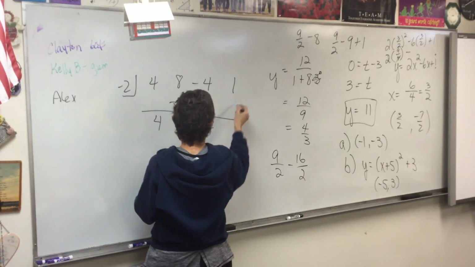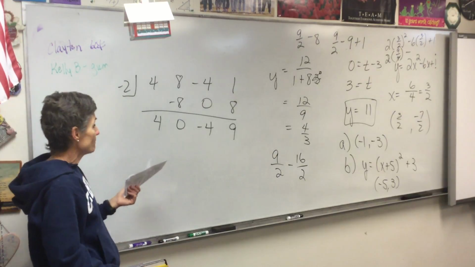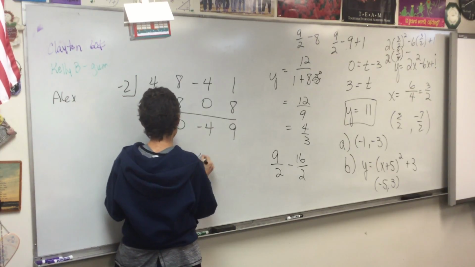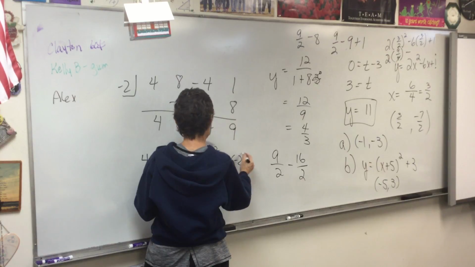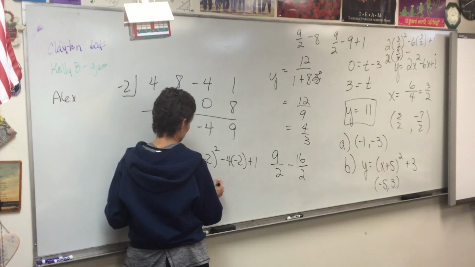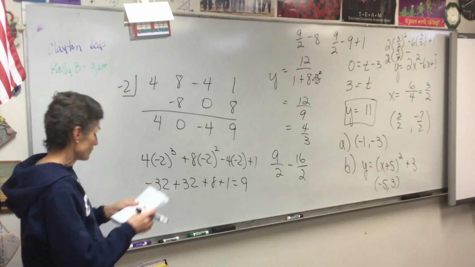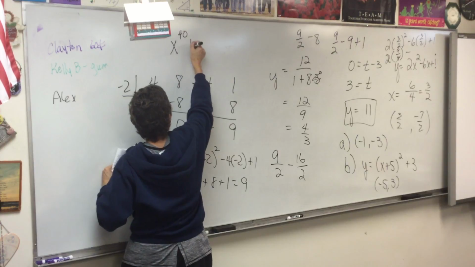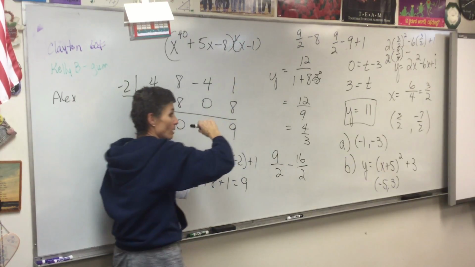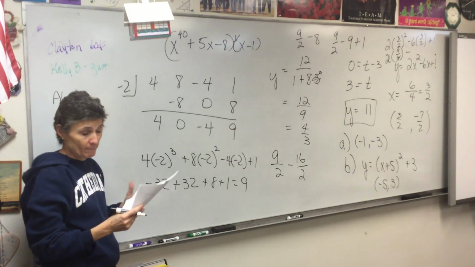So it looks like I got 9, but double check that since I'm prone to errors here. So if I do the division, I get 9. If I plug in -2, I should also get 9, since that's the remainder. Yep, I do. I get 9. So it doesn't matter which way you do it. If the problem had been find the remainder of x to the 40th plus 5x minus 8 divided by x minus 1, then you probably would want to just plug in 1 and not do the actual division.